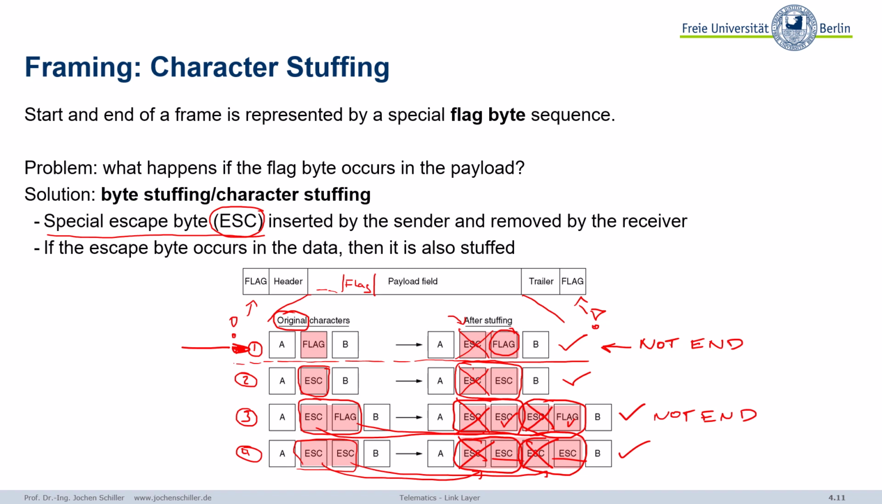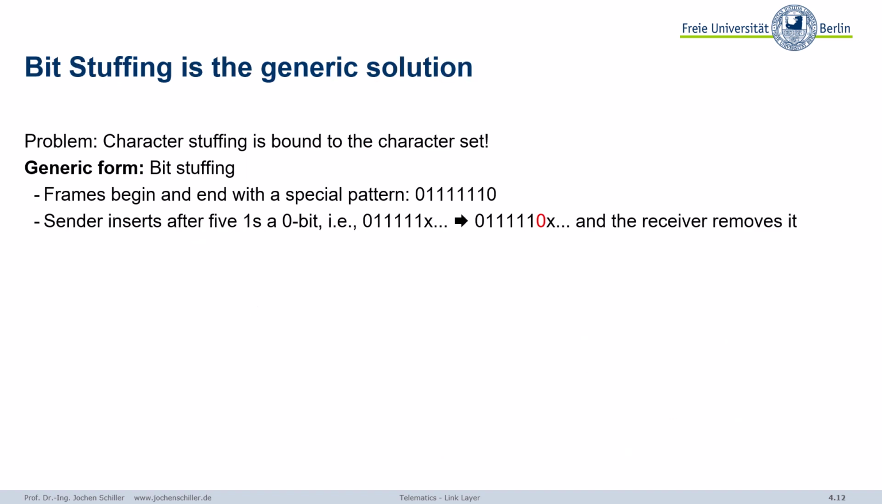But there's also a solution independent of special character sets. So this pretty much looks like ASCII characters. But what happens if you have a completely different character set, etc.? Then there's a generic form, and this is called bit stuffing. So bit stuffing, same basic idea. We will have a special pattern, and this special pattern is 0, six times a 1, and then 0 again.